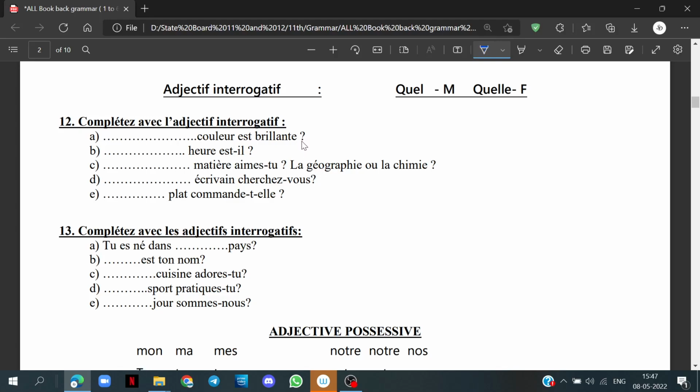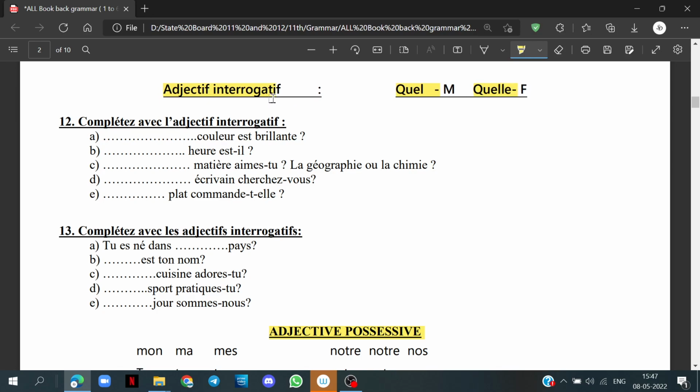The next topic is adjective interrogative. There are three types of adjectives: adjective interrogative, adjective possessive, and adjective demonstrative. You need to know the difference and what you are supposed to fill inside the blanks. So remember the words which you are going to fill up inside that, along with the heading, properly.